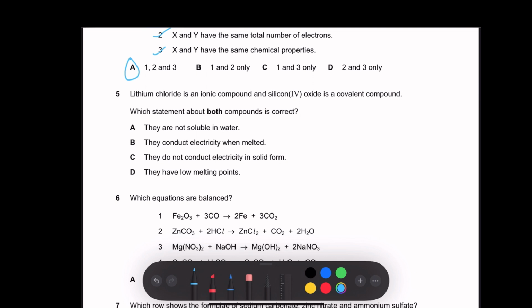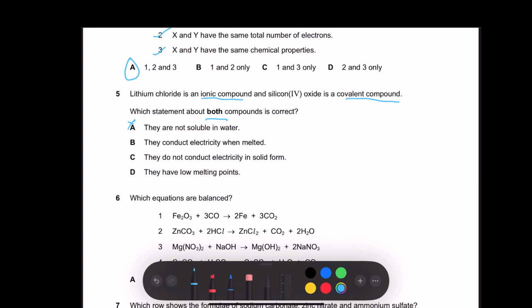Question 5. Lithium chloride is an ionic compound and silicon dioxide is a covalent compound. Which statement about both compounds is correct? So they're asking about both of them. They have given an ionic compound and a covalent compound. So they're asking which statement is correct for both of them. They are not soluble in water. Lithium chloride is soluble, so this would be wrong.